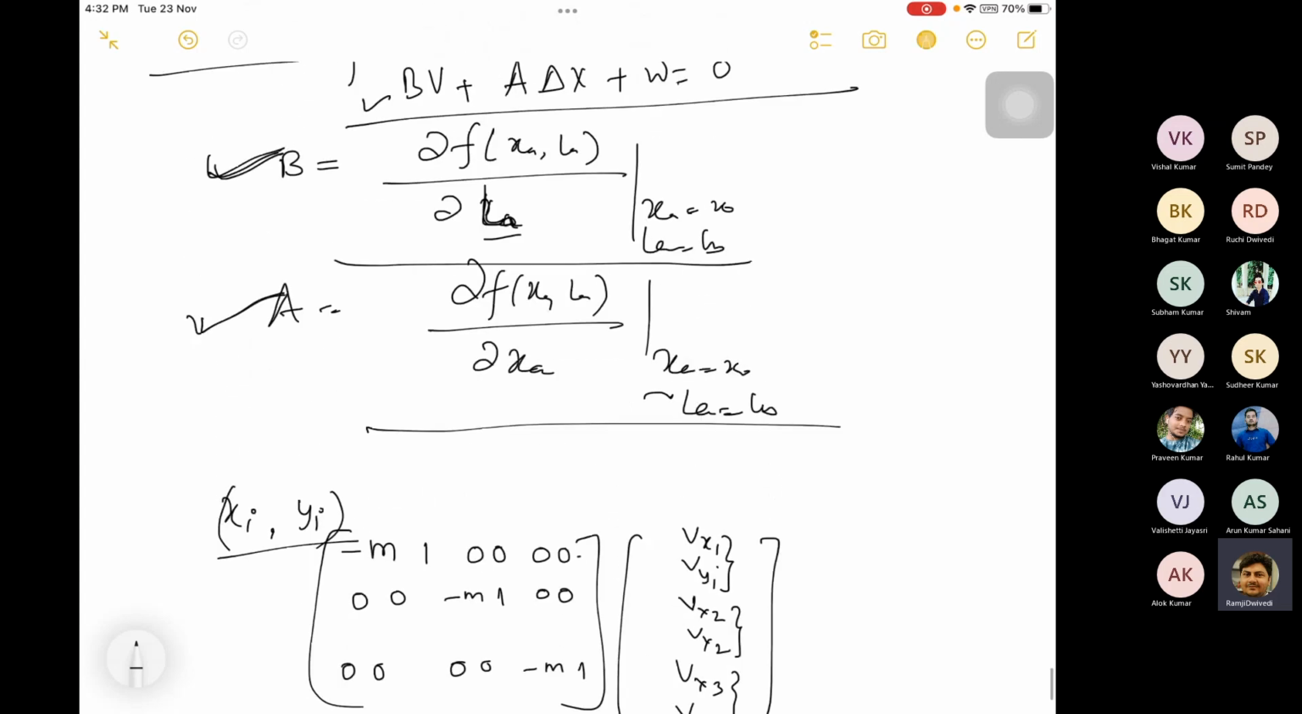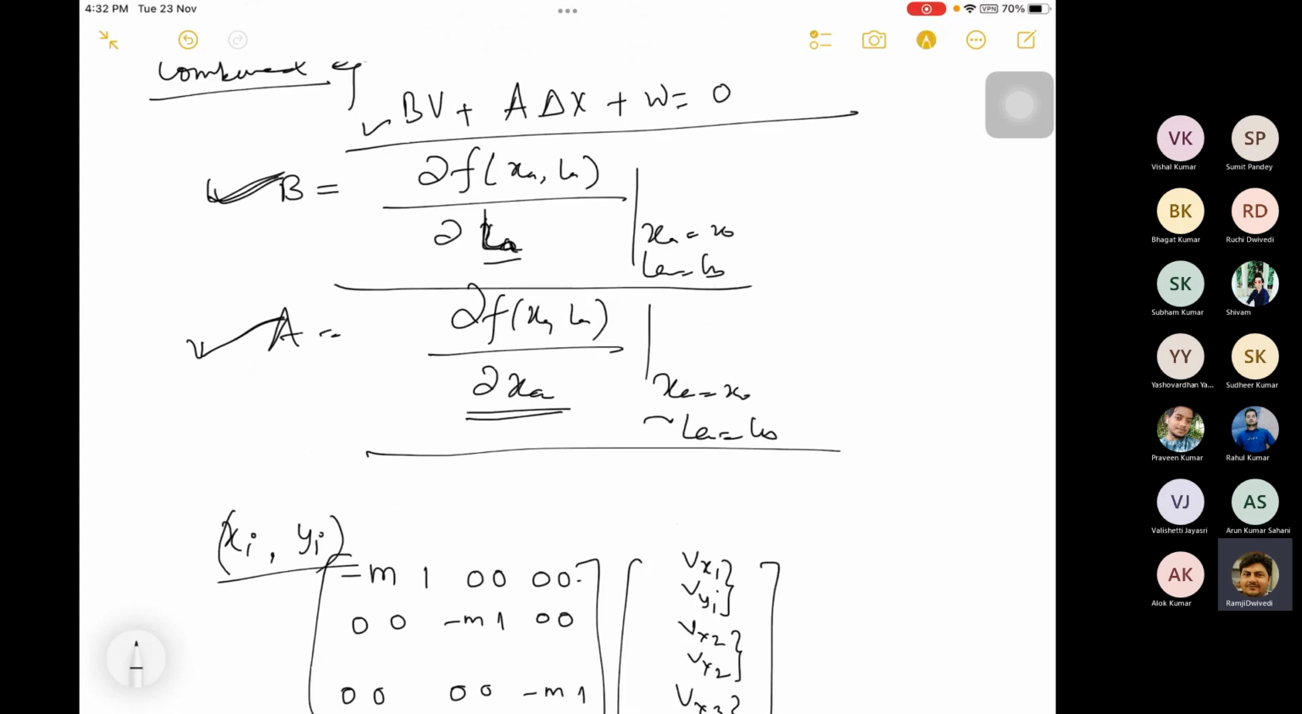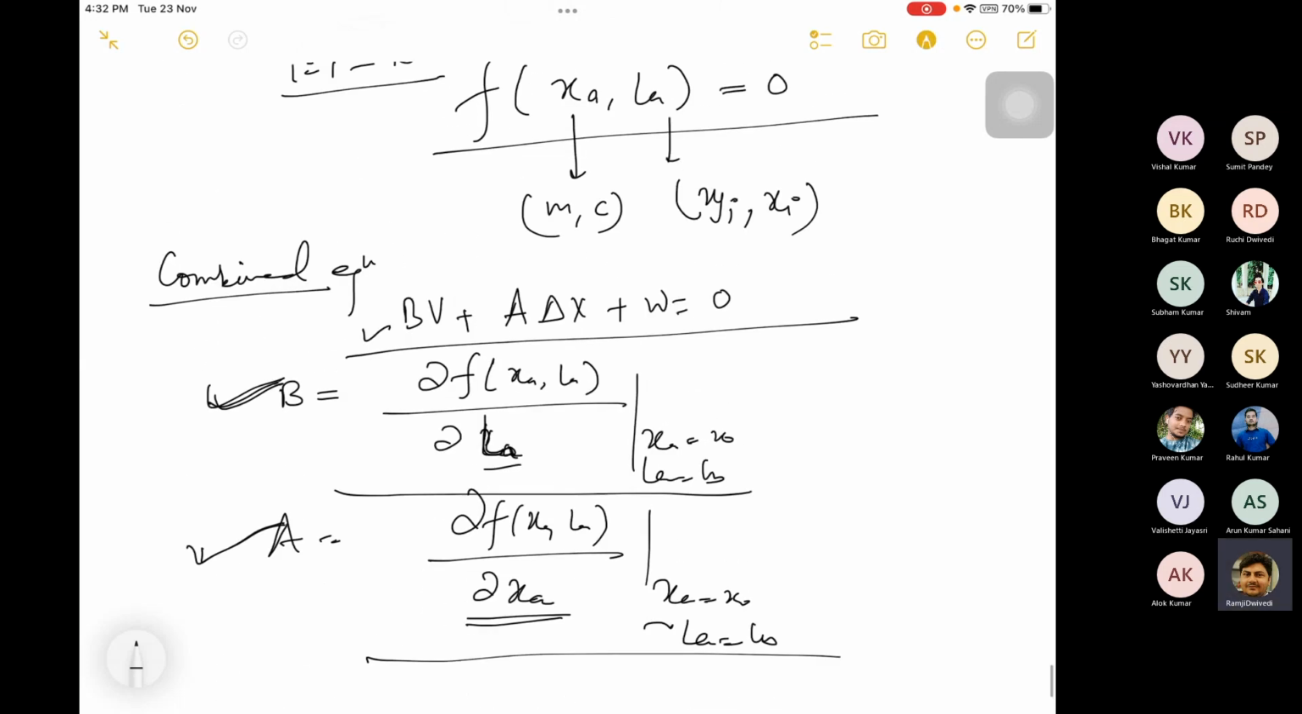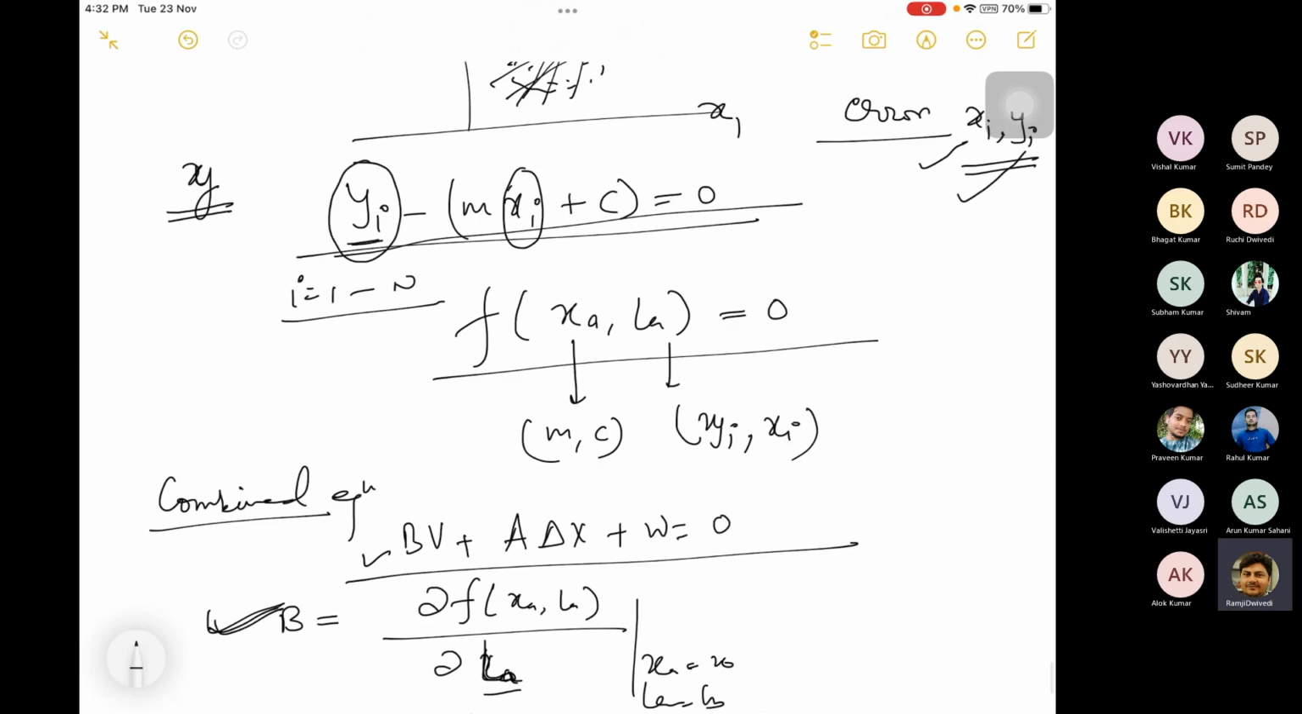Then what if you differentiate with respect to XA? When you differentiate with respect to XA, what will you get?